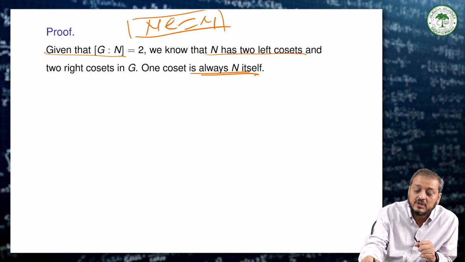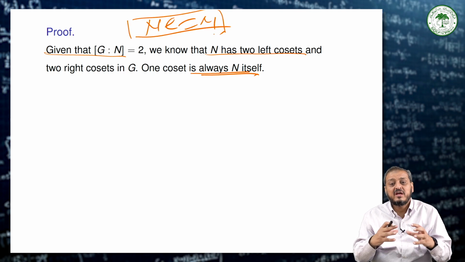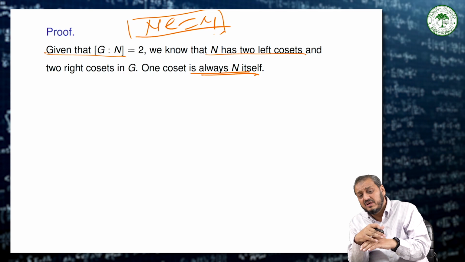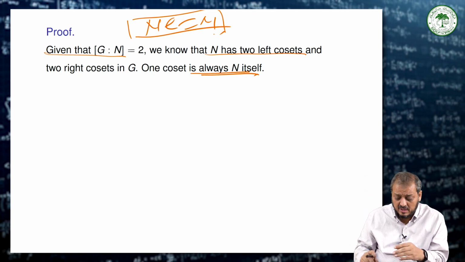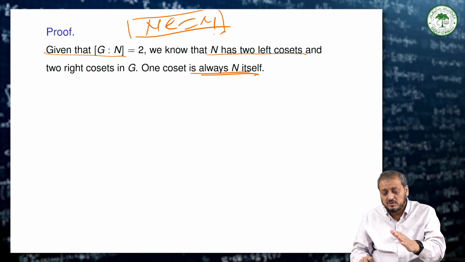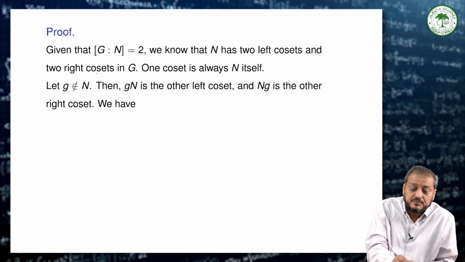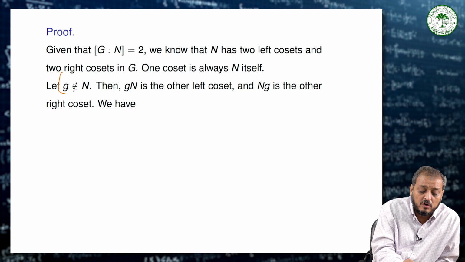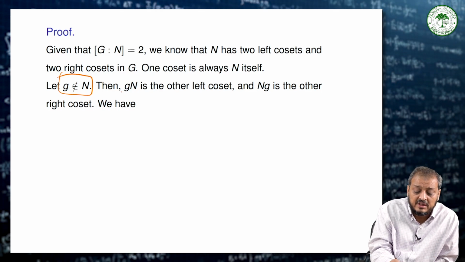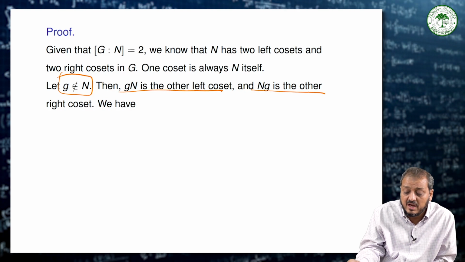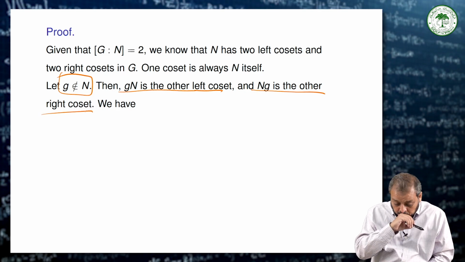So one is the coset. Whenever we take the identity composed with N, it gives N itself. This is one of the cosets, so N is itself one of the cosets. Now let g not be equal to N. We take g which does not belong to N, and then gN is another left coset, and Ng is the other right coset.